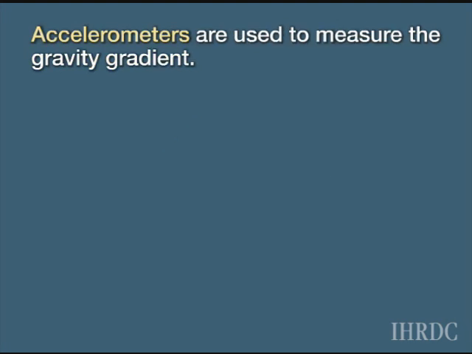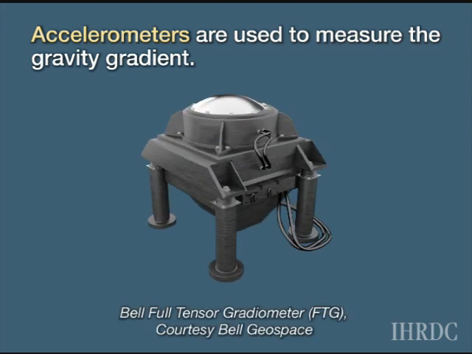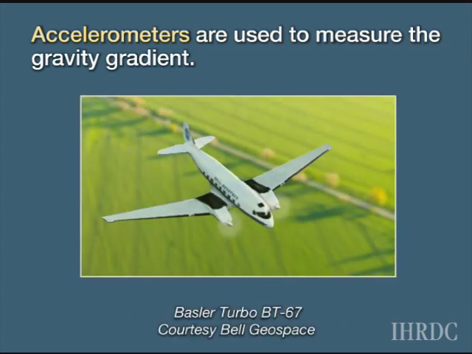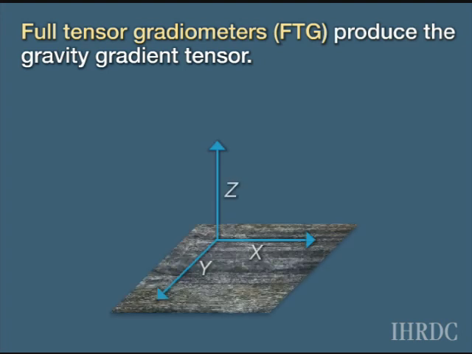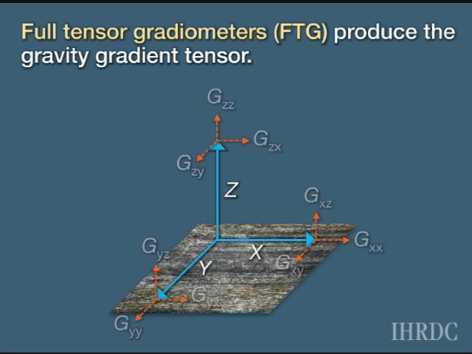Accelerometers are used to measure the gravity gradient. These are contained within gravity meters that are typically located in or on moving vehicles, such as airplanes or ships. Full tensor gradiometers, FTG, produce the gravity gradient tensor. This is comprised of a total of 9 gravity gradients that provide a better understanding of the noise and acceleration sources of the gravity data. These gradients help process 3D effects outside the plane of the survey line.